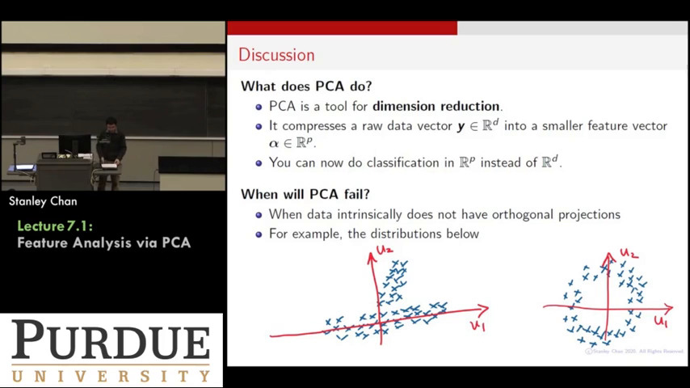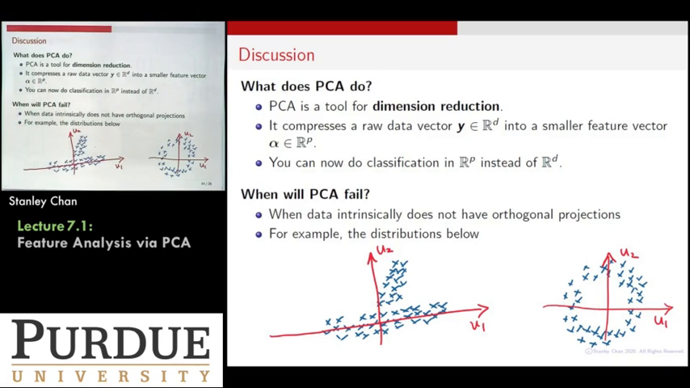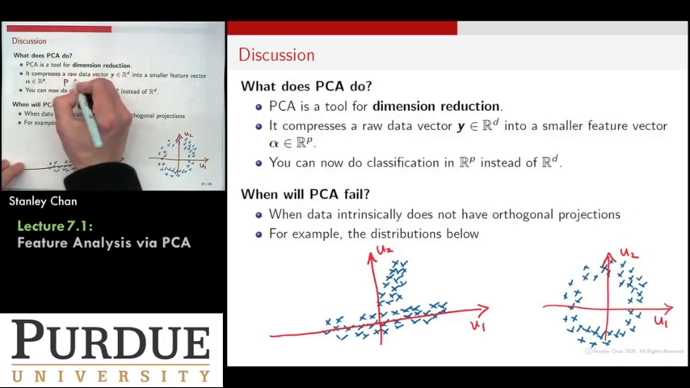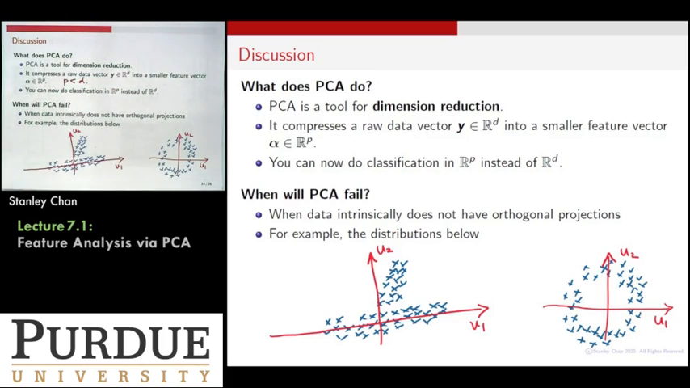So what does PCA do? Well, PCA is a tool for dimension reduction. And the goal is to compress a raw data vector Y in R^D into a smaller feature vector alpha in R^P, with the goal that, of course, P is less than D. And then now you can do classification in R^P instead of doing things in R^D. It's a lot easier.